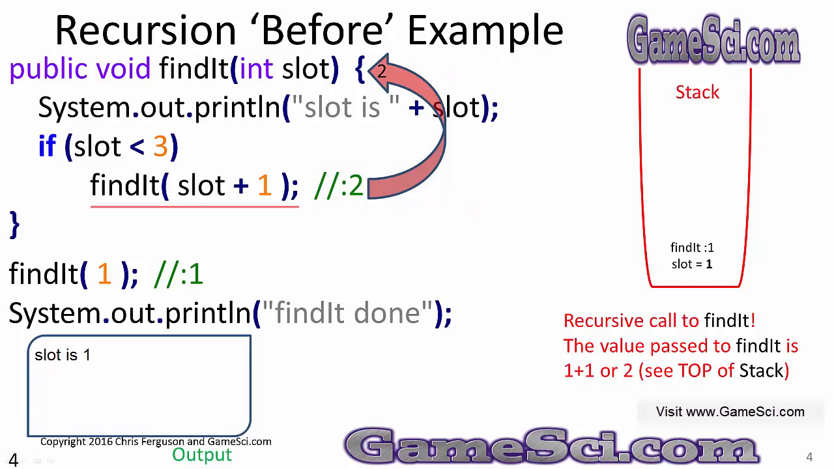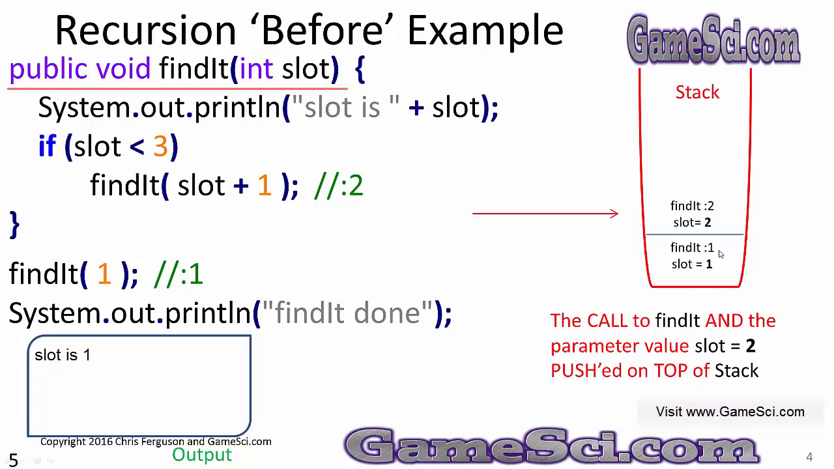Method findIt is going to call findIt, textbook recursion. The recursive call to findIt, the value passed to findIt is 1 plus 1, or a 2. Where are we getting that value of 1 from? From the top of the stack, of course. It's all about the top of the stack when a recursive method is executing. So the new value 2 is assigned to the parameter slot. The call to findIt and the parameter value slot equals 2 is pushed to the top of the stack. This is now the currently executing version of findIt.